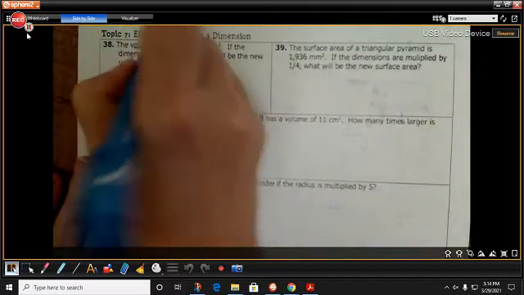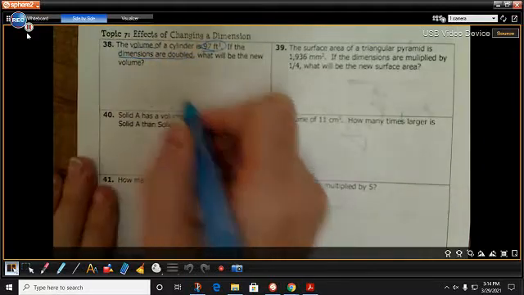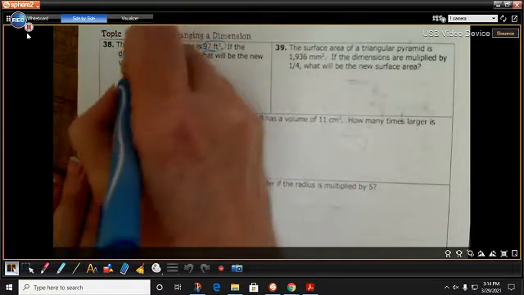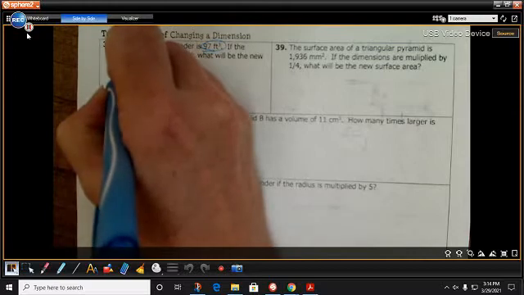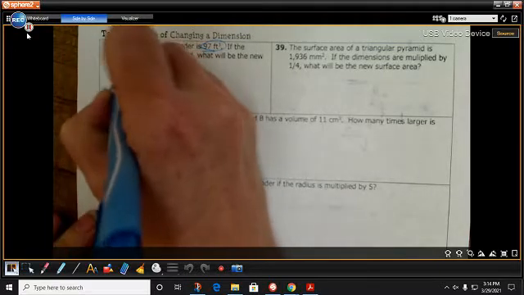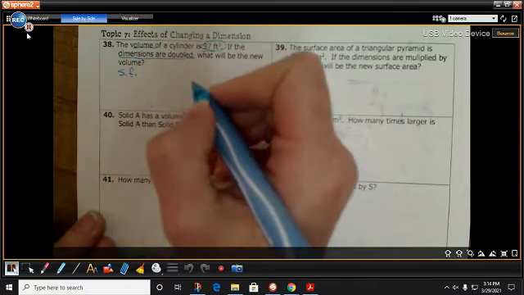Now, our newest step, changing dimensions. I'm going to start off telling you that the volume of a cylinder is 97 cubic feet. And I'm going to double every dimension. So this is going to be a similar shape. And since I'm doubling every dimension, I'm going to need to take whatever my scale factor is and cube it.